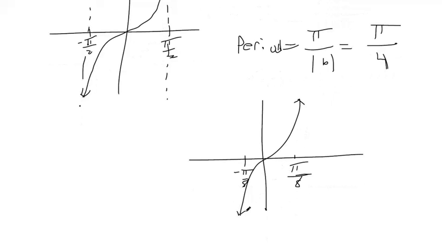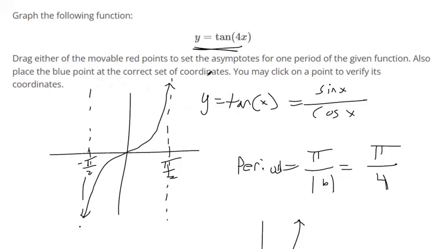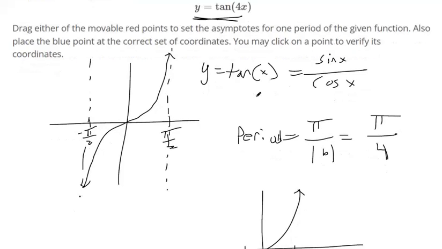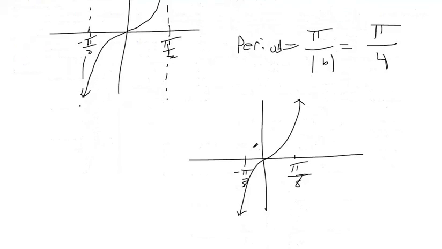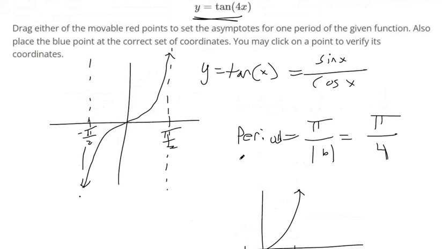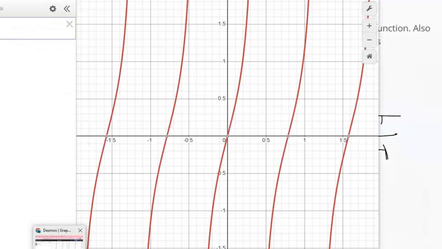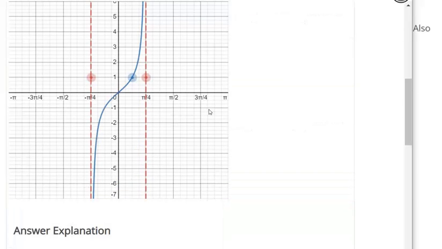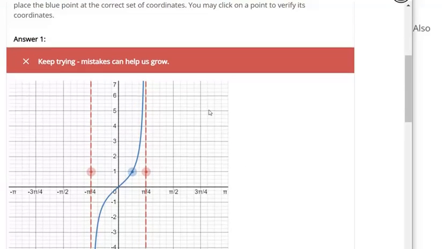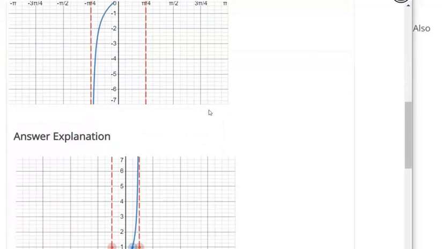And if the blue dot or the red dot, whatever they're referencing here, let's see, drag either the red points and then a blue point for the correct coordinates. You just want to check certain values. So like tangent of 4x, I guess here. That's Desmos. Let's see what they have for dots. Okay, so I think this is a student's answer.